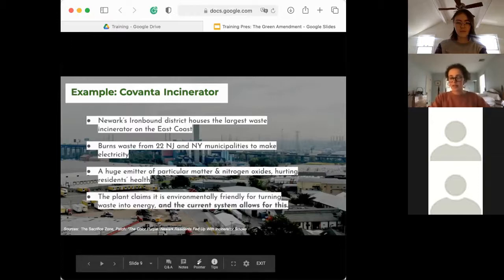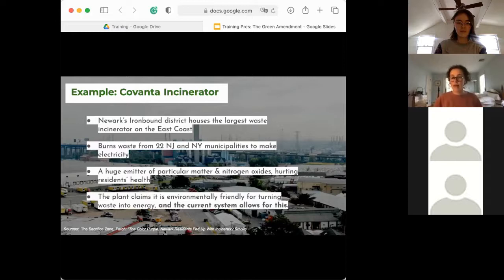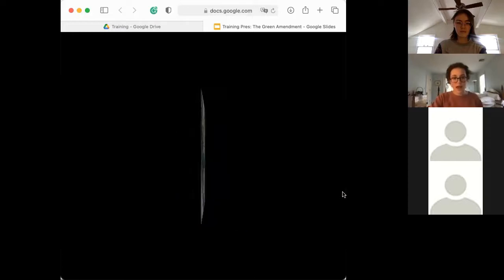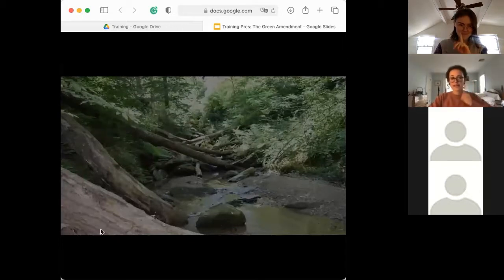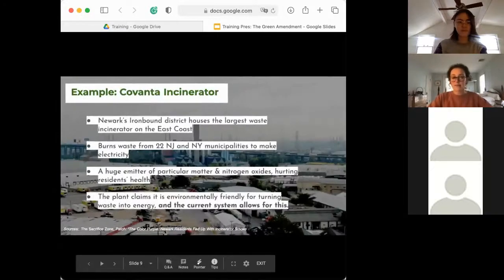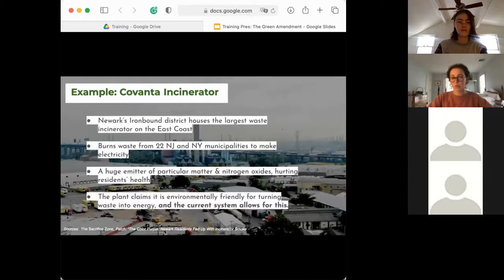Yes, so they claim that they're environmentally friendly, and the current system allows for this. And the Ironbound is a sacrifice zone, meaning the pollution in the Ironbound is let slide because it helps other communities, especially whiter, more affluent communities surrounding it, who discard their waste and get energy, so it's allowed to continue. And this is a very direct instance of these root problems because it allows for degradation, and these communities have no legal leverage for their defense.